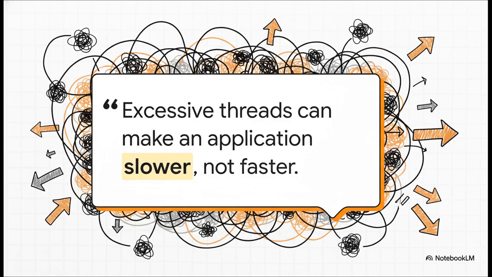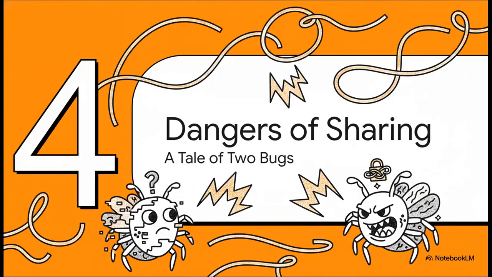Adding more threads doesn't always make your app faster. If you go too far, the CPU starts spending more time just managing and switching between all the threads than it does doing any actual work. And that overhead can grind your whole system to a halt, making your app even slower than if you had just used one thread. So the biggest dangers all come from that shared memory.